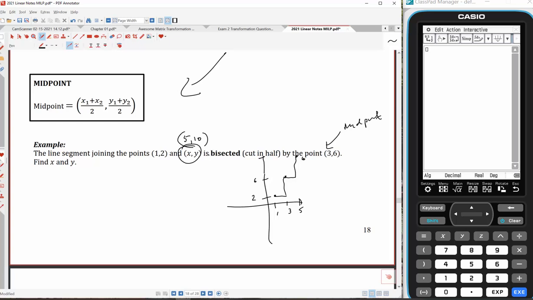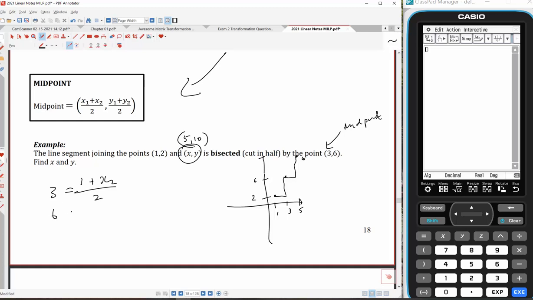Now I'm going to use some algebra to work out the values of this other point and check whether it does come out as 5, 10. It should. Recall that the midpoint is found by doing x1 plus x2 over 2, and it gives us the x value of the midpoint. So 3 equals 1 plus x2 over 2. Let's solve for x2.